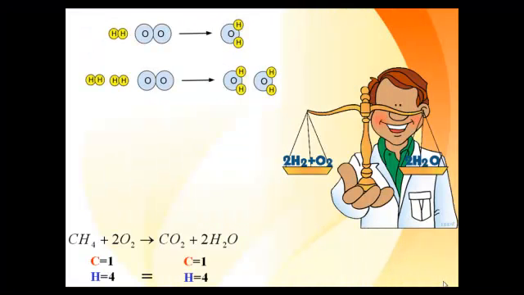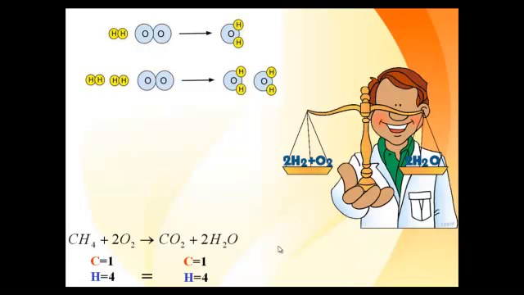Note: a chemical equation should be balanced. This means the number of reactant atoms of an element should be equal to the number of atoms produced from the reaction. To explain the meaning of this, look at this example.